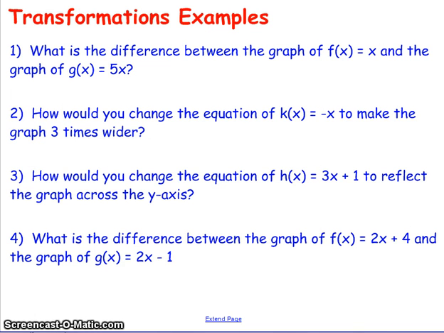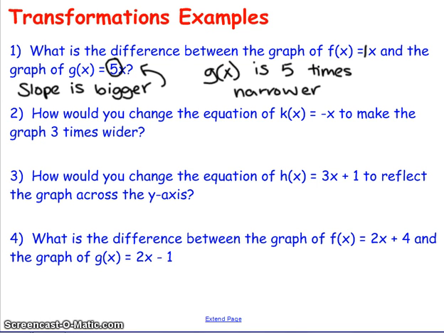So before we finish up, I just want to look at a couple more scenarios to give you a little more experience. My first question is, what is the difference between the graph of f of x equals x and the graph of g of x equals 5x? If you compare them, you see that the difference is their slopes. G of x has a slope of 5 and f of x has a slope of 1. So the slope is bigger, which means that g of x must be narrower than f of x. And since it's between 1 and 5, that means that g of x is actually 5 times narrower.